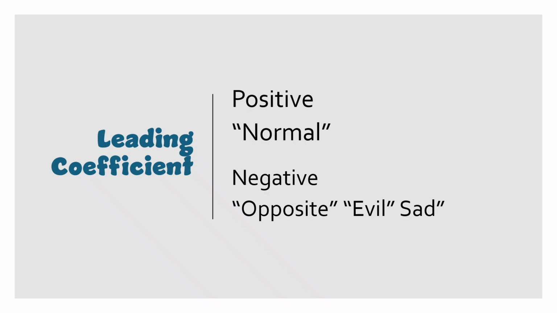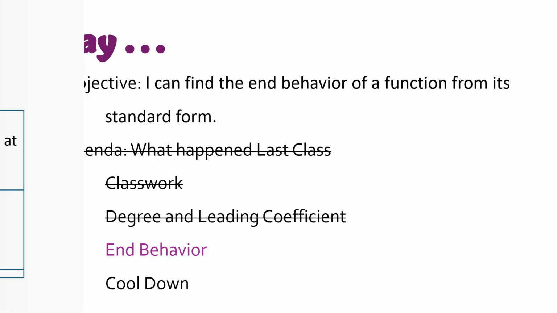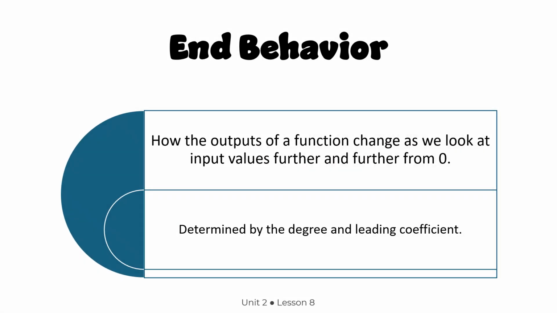And so the best way that I like to think of this is as a grid. Okay. So we're going to combine all that we've learned. And again, our objective is I can find the end behavior of a function from its standard form. And we're going to combine that degree and that leading coefficient to talk about end behavior. So the end behavior is how the outputs of a function change as we look at the inputs further and further from 0. So basically, how do the y values react to the different x values, if they're positive or negative? What happens? And this is determined by the degree and the leading coefficient.